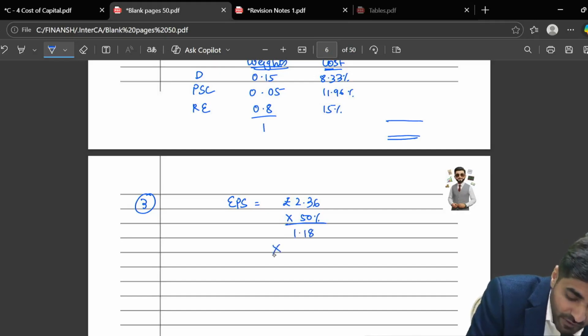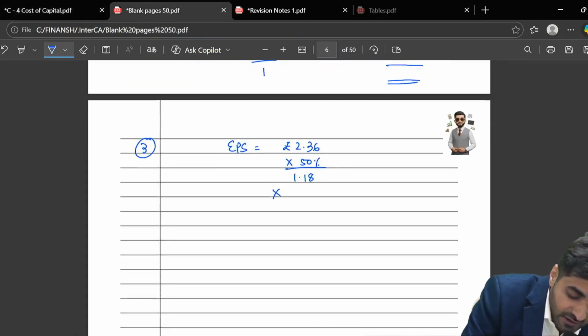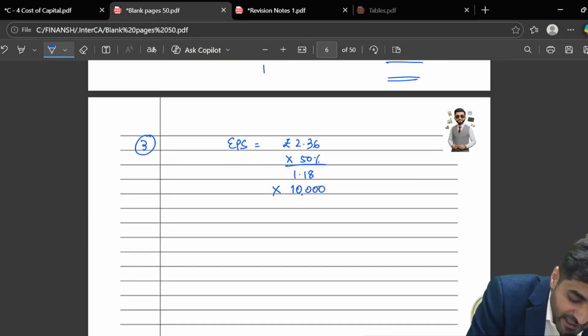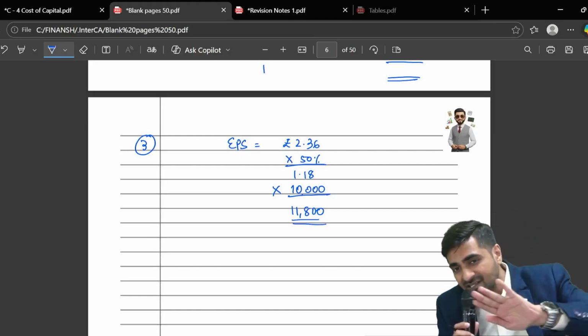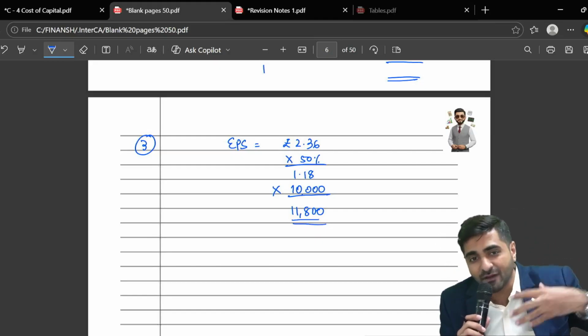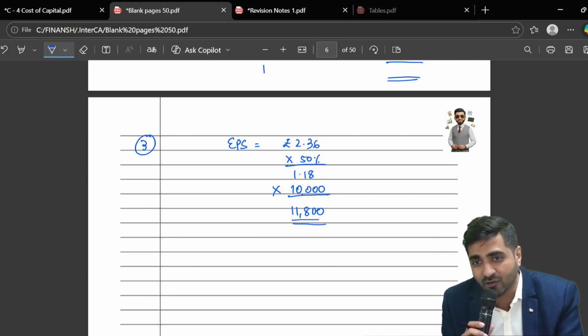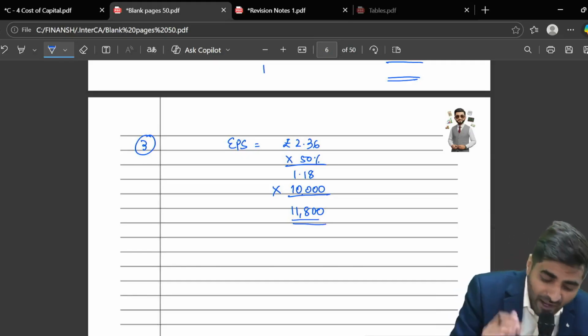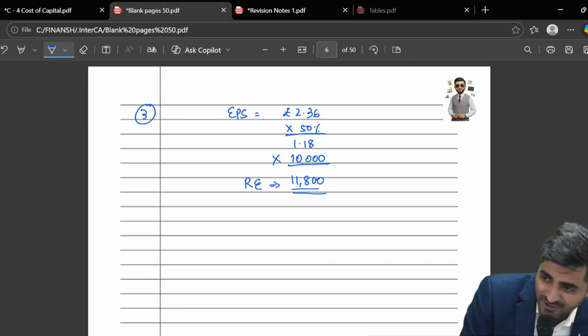What are my number of equity shares? Just check in the question. There are 10,000. So can I say at least I can use reserves and surplus of 11,800 for the purpose? 50% I'm giving by way of dividend, so 50% I'm retaining. So can I use 11,800 for the purpose of expansion and growth? Yes, sir. This is the retained earnings. I can use it for the purpose of expansion.